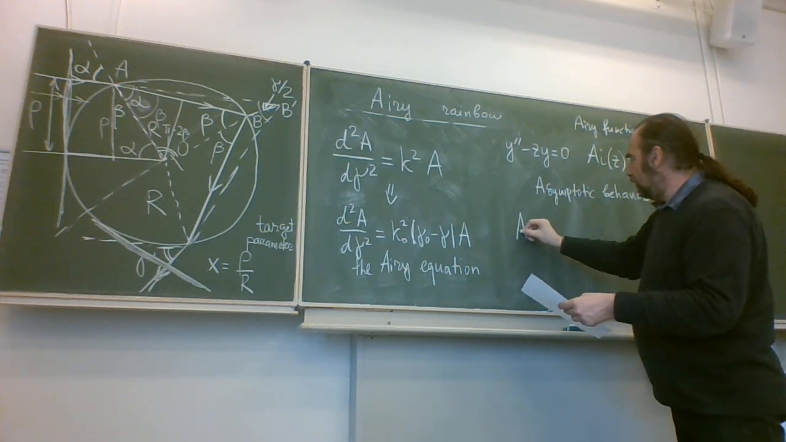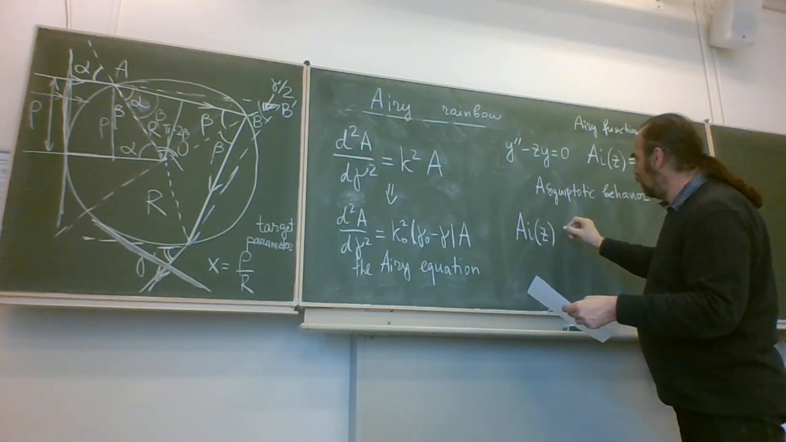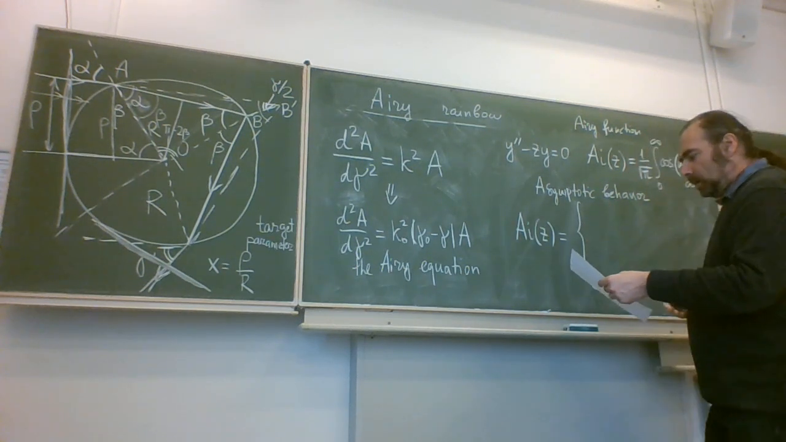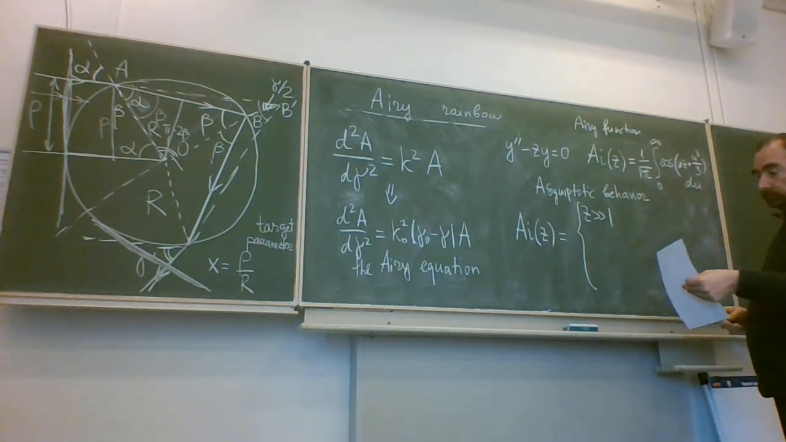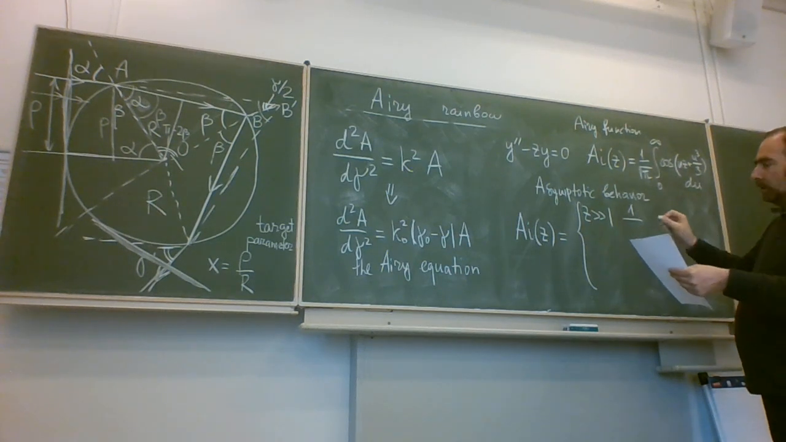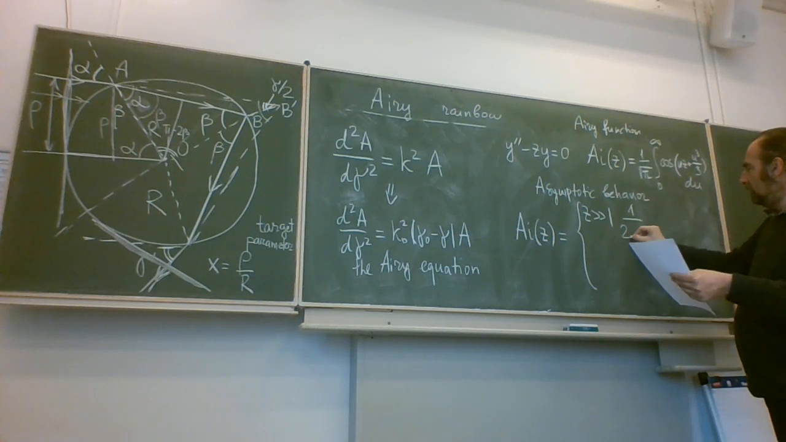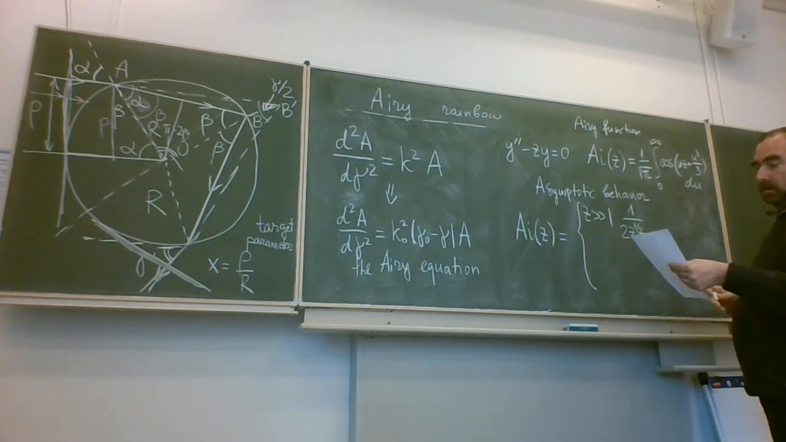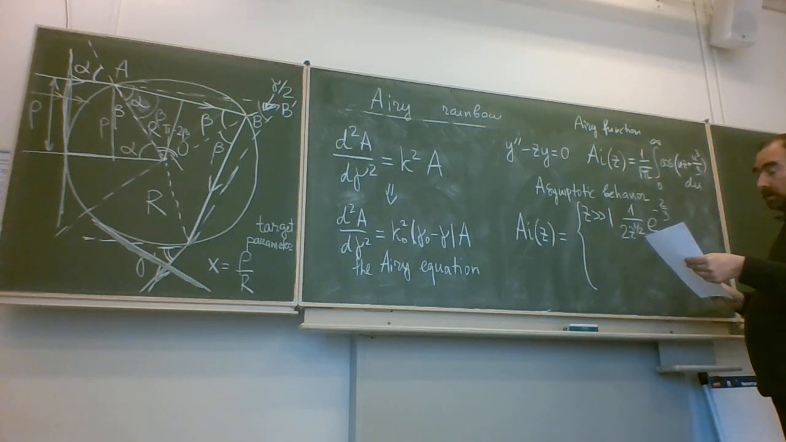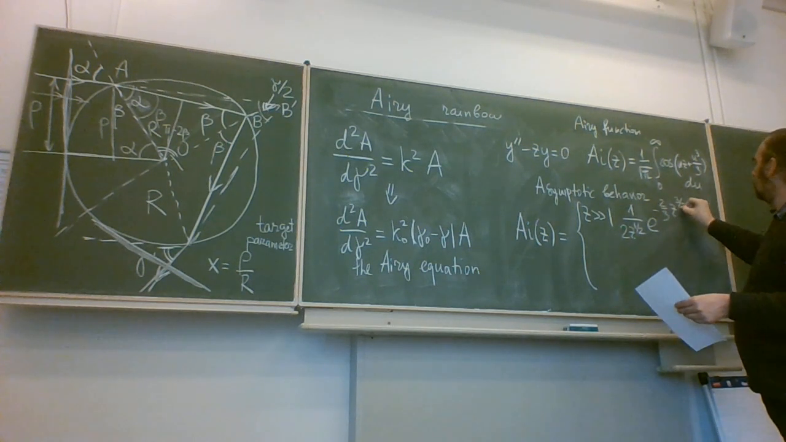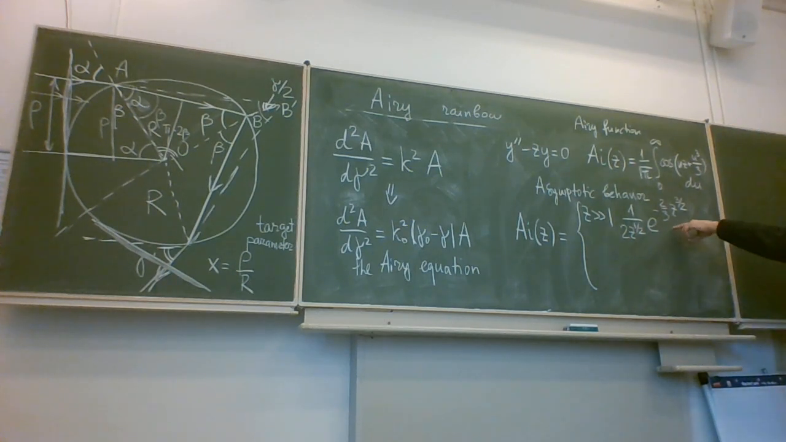I will just write it here. If I have a very large argument, then I have something like 1 over 2 square root of pi, z to the power minus 1/4, e to the minus 2/3 z to the 3/2. So that's a super exponential behavior. It decays faster than the exponent. I mean, it is the exponent, but faster than e to the power minus z.